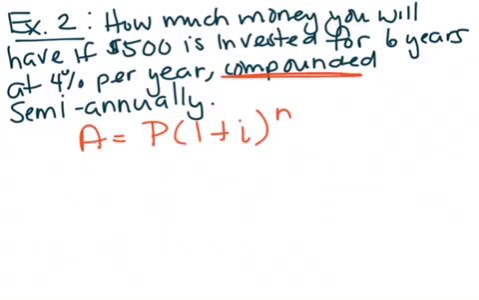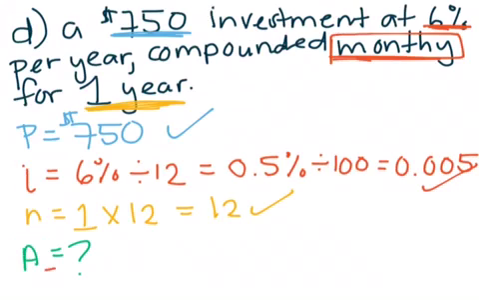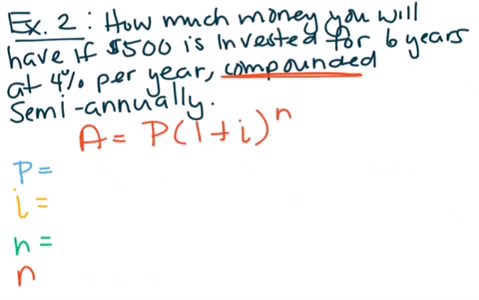So before we start anything, we're looking for P, we're looking for I, we're looking for N, and we have no idea what A is. So I'm going to write A equals, oh, I'm having some issues here. Hold on 1 second. There we go. And we don't know what A is. Let's do what we've been doing, and now we can all do this together. Let's find P. We know P is our principal. How much do we put in initially? How much money will you have if $500 is invested? So our principal is $500.